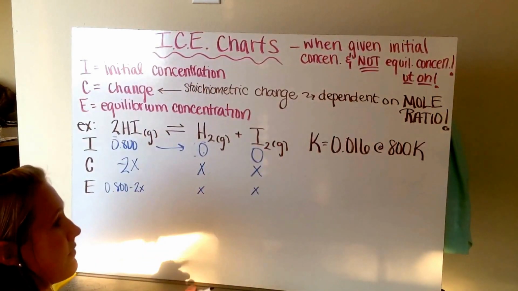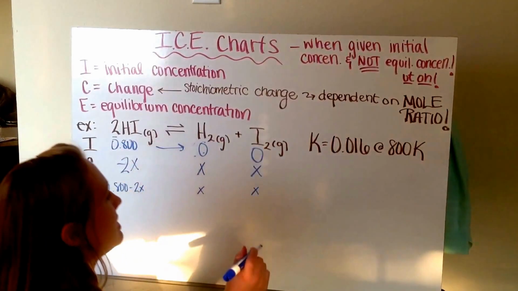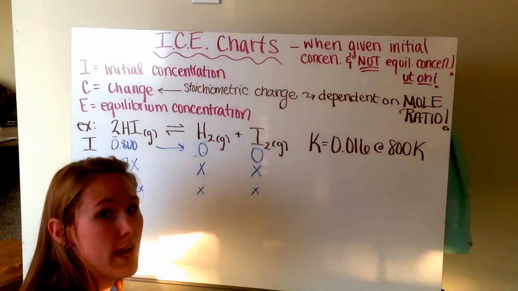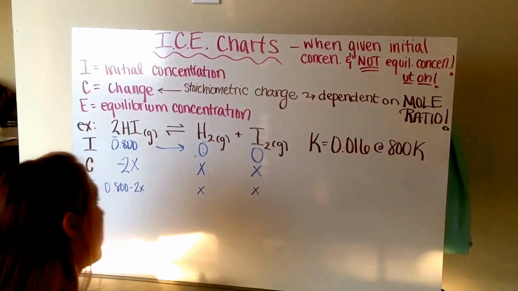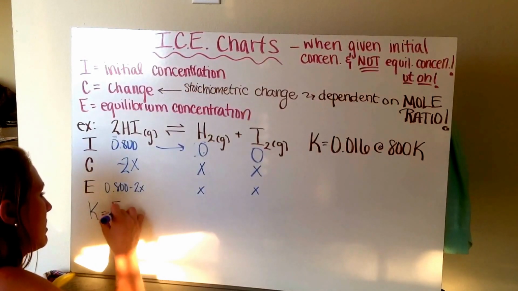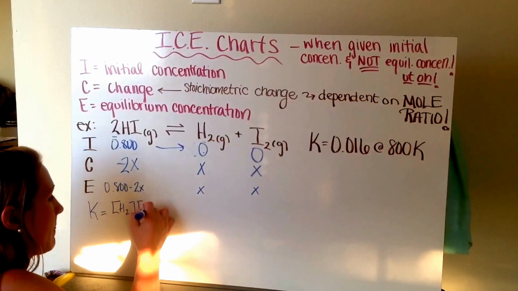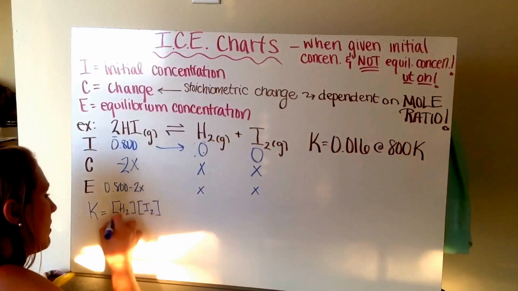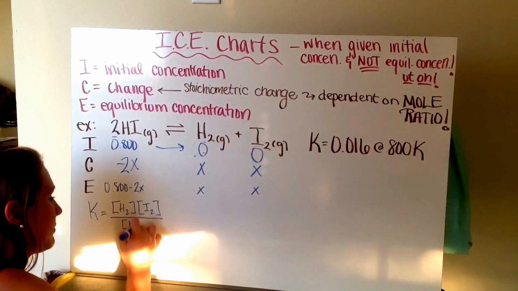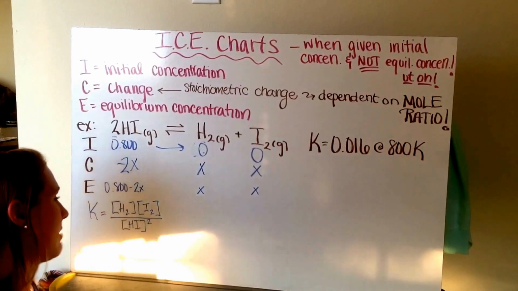Now I'm told my K value, and I know already from my K expressions that K is equal to the concentration of my products divided by the concentration of my reactants raised to their coefficients. So my K is going to be my products over my reactants, and because of the 2 in front here, that's going to be raised to the second power.